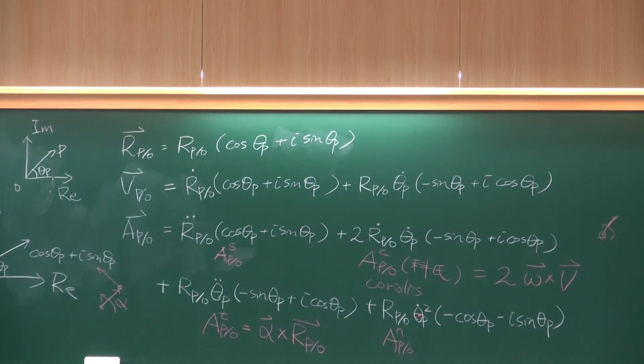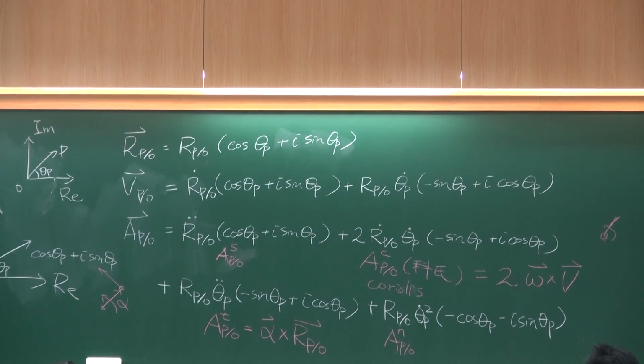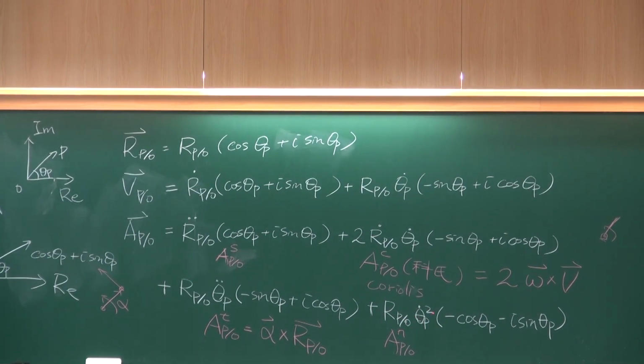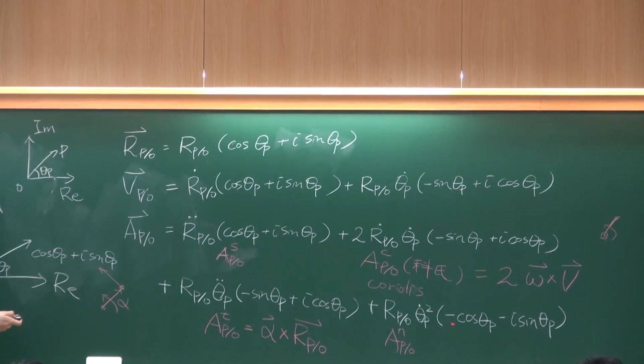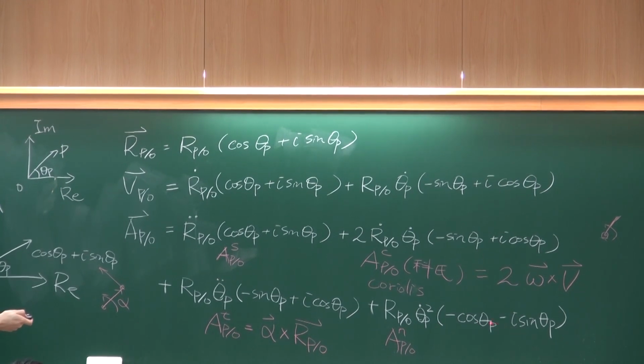We start with the easy one. So this one is the centripetal component. We know this R is always positive because it's the length. There's no vector here, and there's no negative length. So this one must be positive, and this one is theta dot squared. Because it's squared, it is always positive. So the only component that decides the direction is the unit vector. It's this minus cosine theta p minus sine theta p.